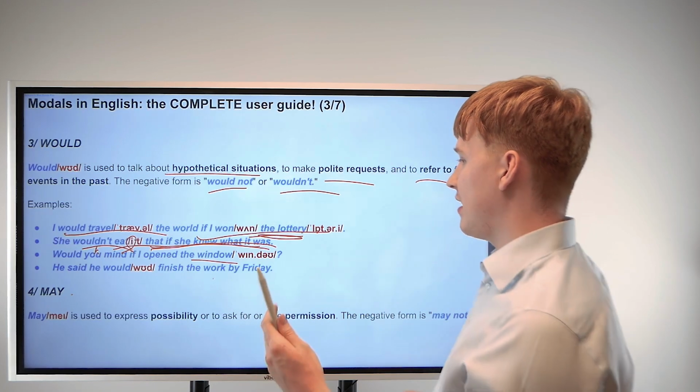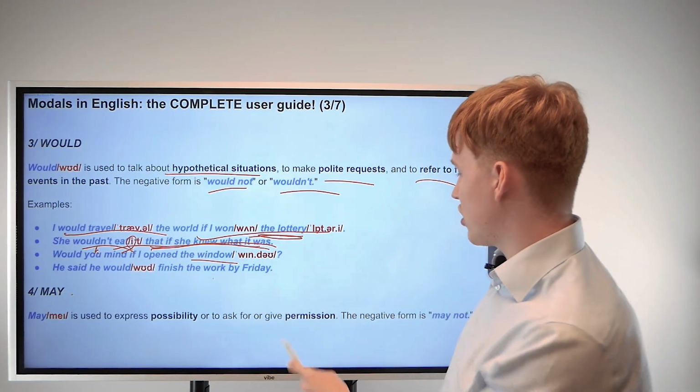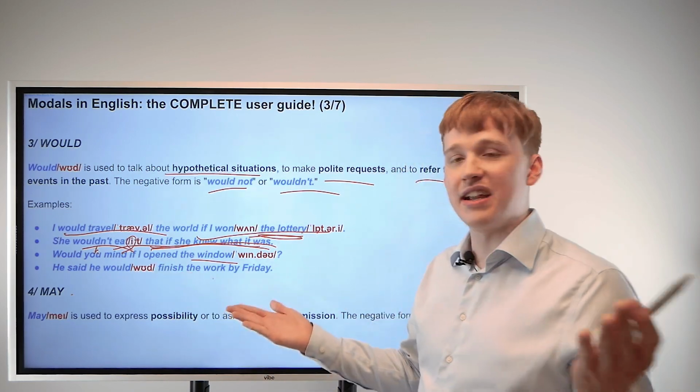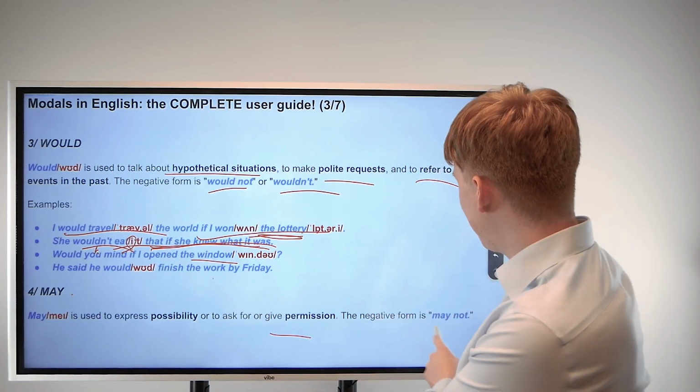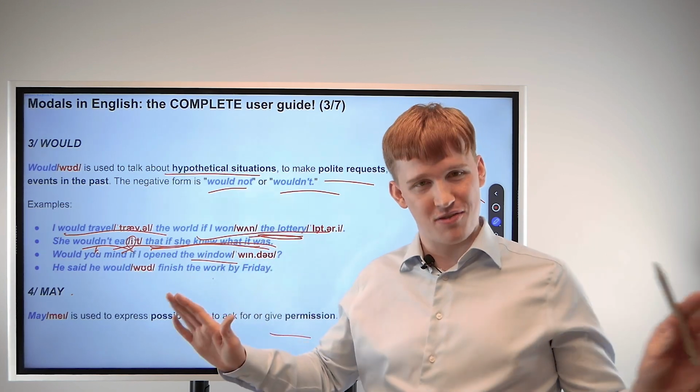So next up we have the modal verb may. So may is used when we're talking about possibility of something. We want to ask for someone's permission, and the negation for this is may not. And we can't take this down to mayn't or anything, it's just may not.